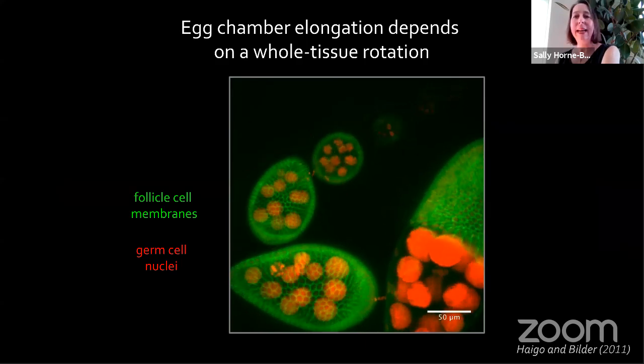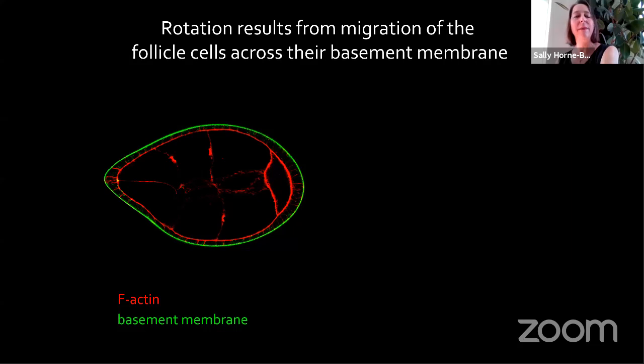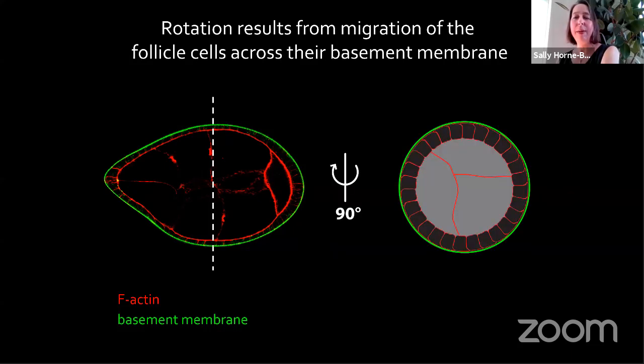Now, the reason that the egg chambers are rotating, I'm going to show you: we can take an egg chamber, cut it in half, and flip it 90 degrees so that we're looking down the long axis. The reason that the egg chamber rotates is because the basal sides of those follicular epithelial cells are motile, and they're crawling on the inside of that basement membrane matrix, which is remaining stationary throughout this process.